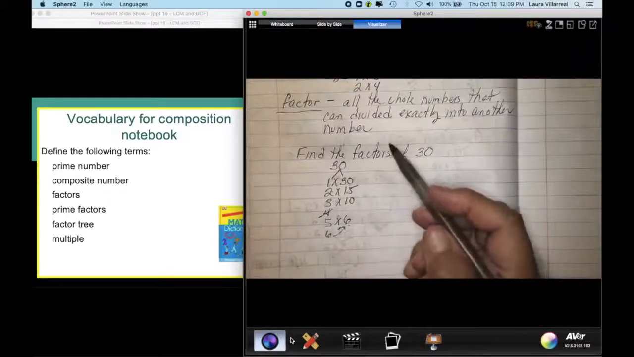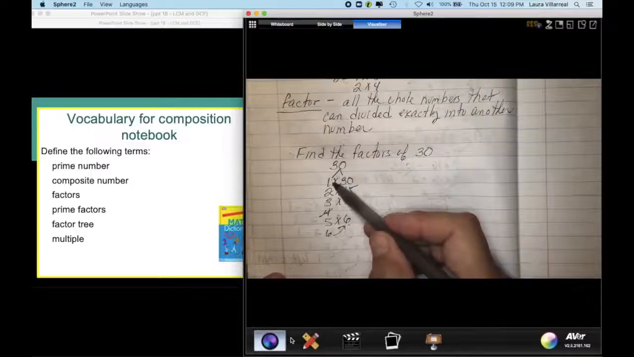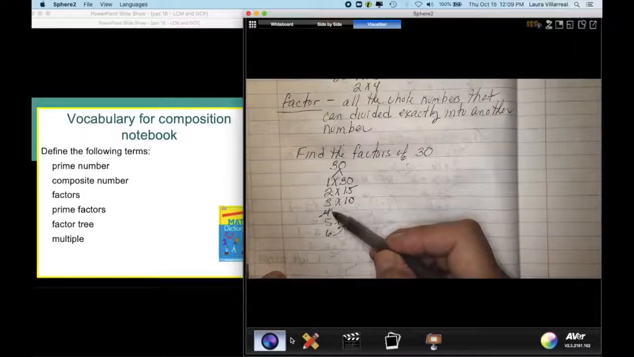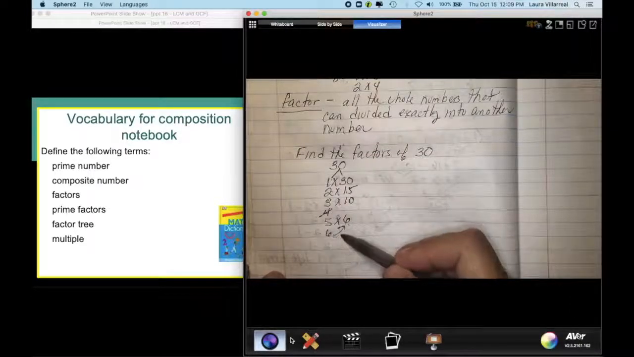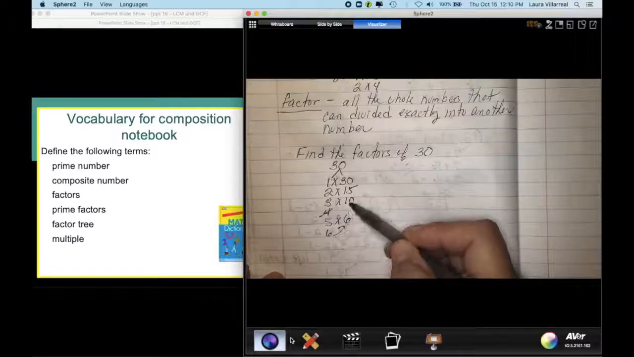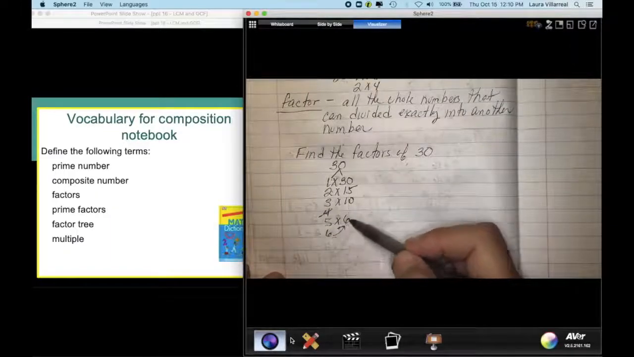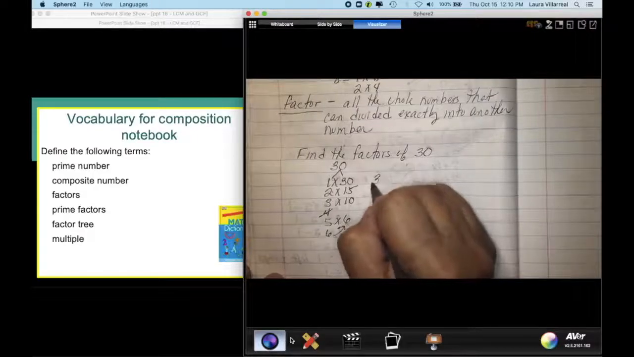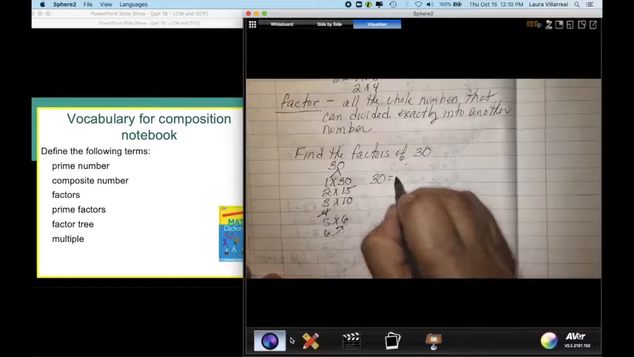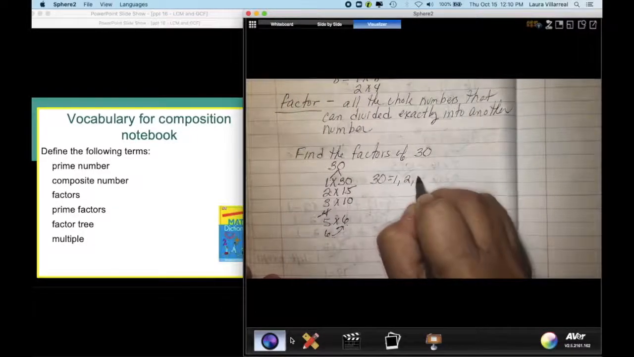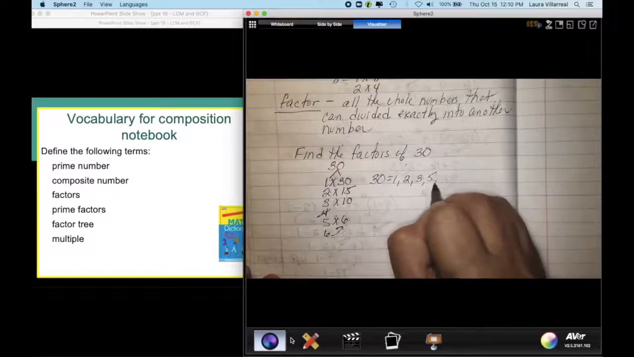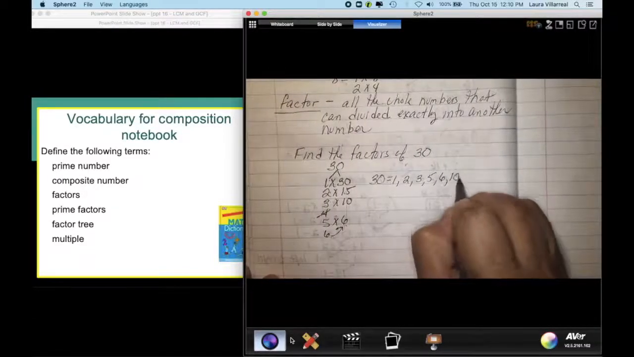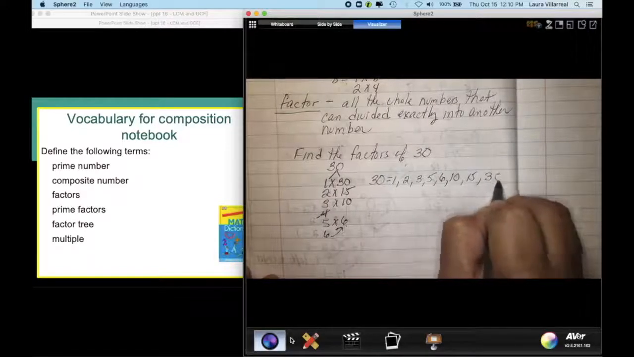So how do you know when to stop? You start with 1, 2, 3, and you keep going until the number repeats on the way back up, kind of like a U. Okay, so the factors of 30 in order are 1, 2, 3, 5, 6, 10, 15, and 30.